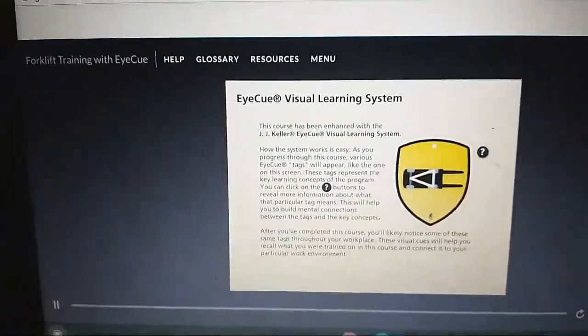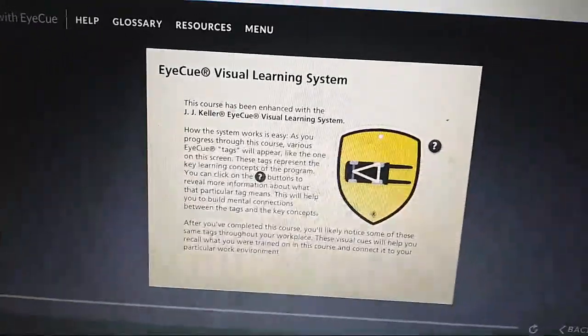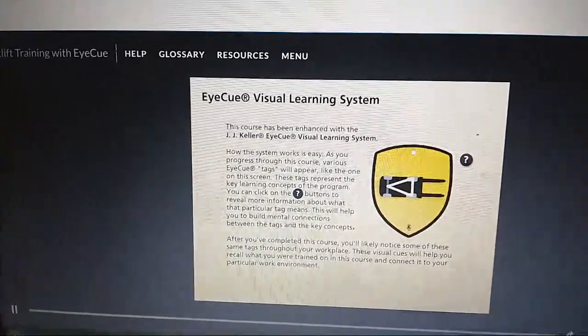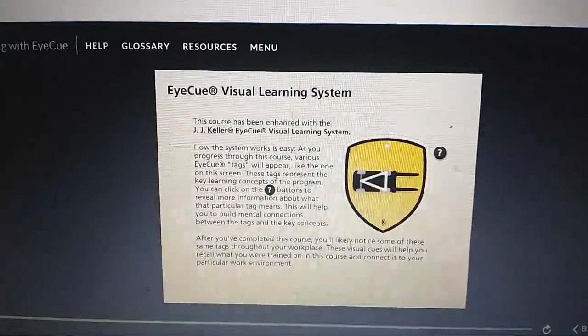This course has been enhanced with the J.J. Keller EYECUE Visual Learning System. How the system works is easy. As you progress through this course, various EYECUE tags will appear, like the one on this screen. These tags represent the key learning concepts of the program.